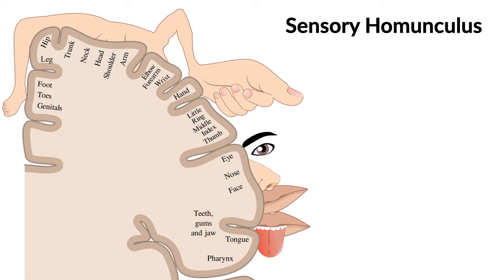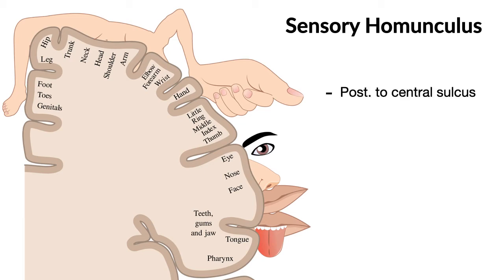Now it's a little bit different than the motor homunculus. Then we come down and we go with the arms dropped this time. They're not extended over the head, they're dropped below the head. We have the shoulder, the arm, the elbow, the forearm, the wrist, the hand, and then the fingers and the thumbs. Now after we've done the trunk and the limbs, continuing laterally through the brain, we have the eye, the nose, the face, and then the things to do with the mouth, the teeth, the gums, jaw, and the tongue.